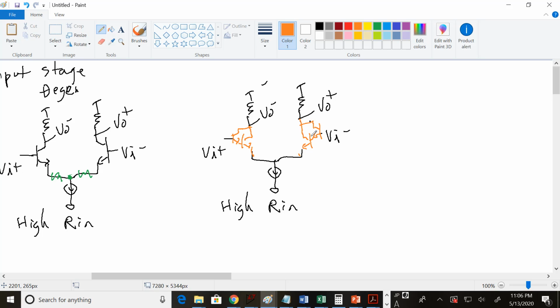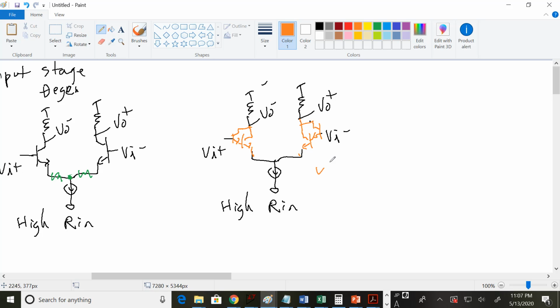Now, these are two different ways to increase the Rn. The difference is that degeneration kills the gain. Even though the input stage's main job isn't to provide gain, if it provides a little bit of gain, then it actually helps out the gain stage. Either that gain stage doesn't have to provide as much, or it increases the overall gain of your op amp. So degeneration kills the gain, so that's a slight drawback.